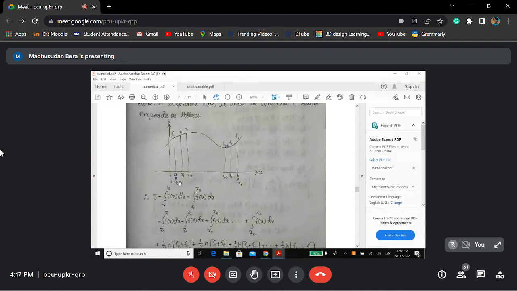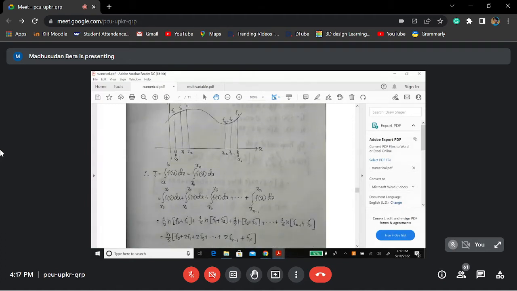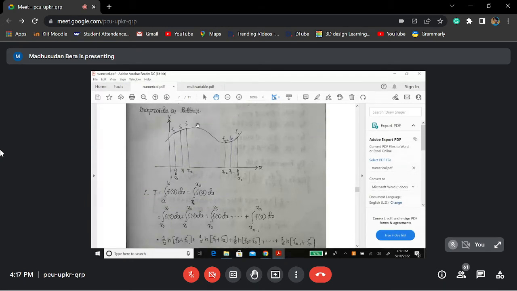What is the thing? See, n is the number of subintervals. So if n is large, if we take more number of points, then whatever we are approximating by straight lines instead of the curve will coincide with the curve. That's why if we take more n, we will get more accurate value. Is this okay?